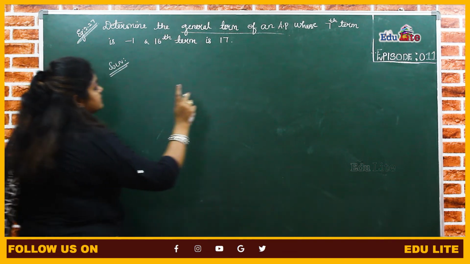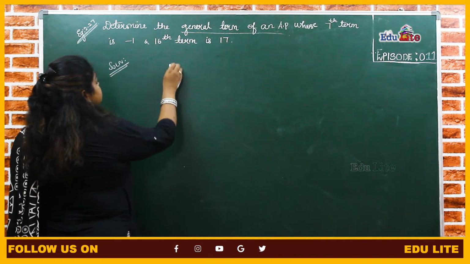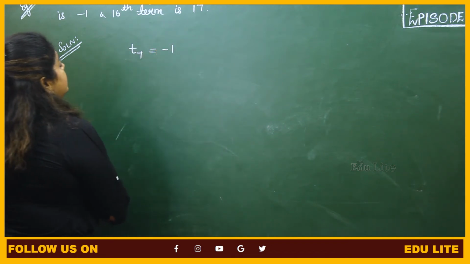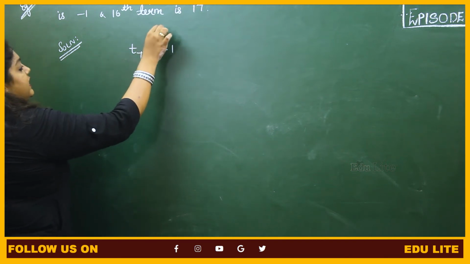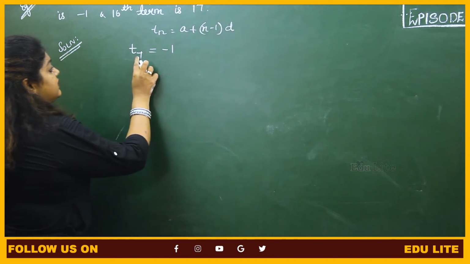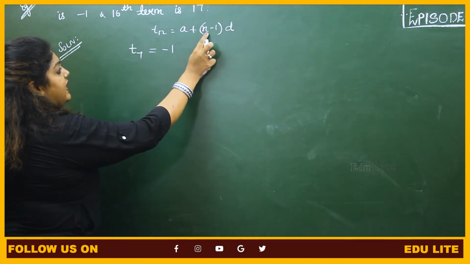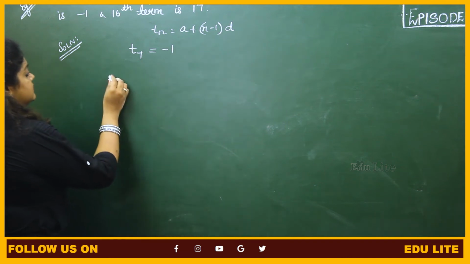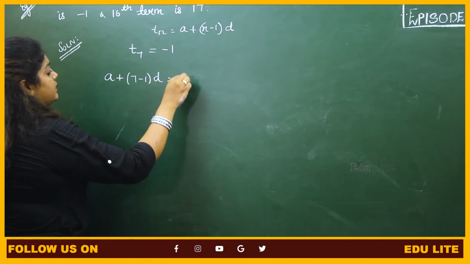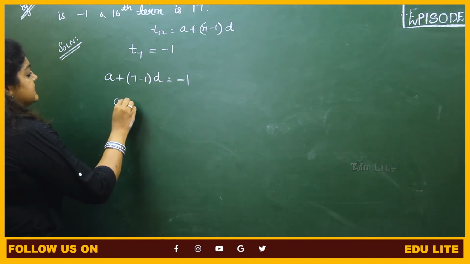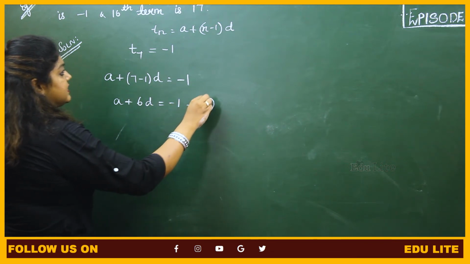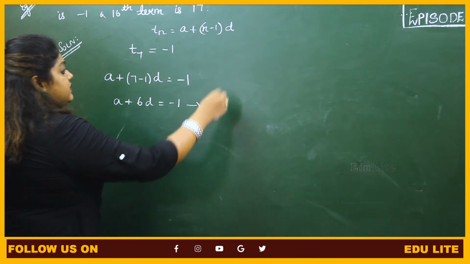So, we are given two hints. What are they? The 7th term is minus 1. The 7th term is represented as T7, which is minus 1. The Tn formula is a plus (n minus 1) into d. If it is 7, we can substitute the value of n as 7 on the right hand side also. Therefore, a plus (7 minus 1) into d equals minus 1, so a plus 6d equals minus 1. Let us consider this as equation 1.